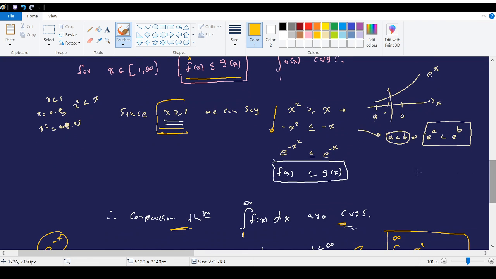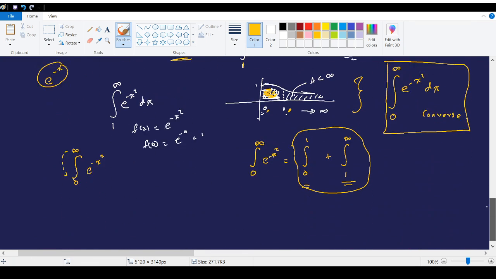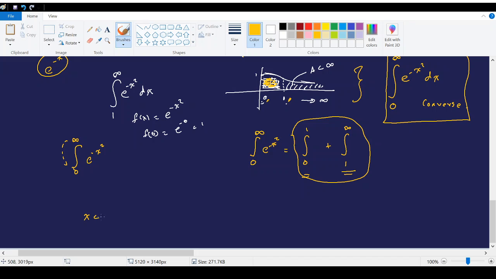See what will happen. Now, if x is less than 1, then x squared will be less than x, right? So negative x squared will be greater than negative x, because by multiplying with a negative sign, the inequality symbol will change.